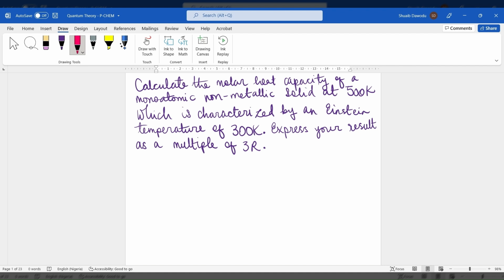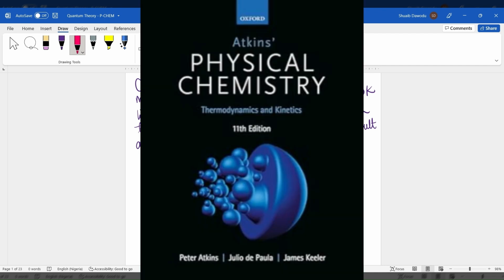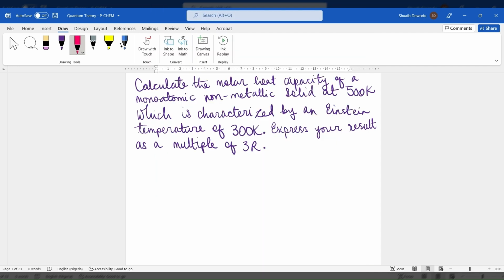When you listen to this question as I've read it, you would notice that we're dealing with a quantum chemistry question, and this is the topic of quantum mechanics in the Atkins Physical Chemistry 11th edition textbook. It's basically chapter 7A. Now we're going to reread the question and write out all the parameters or information we're given. We're asked to calculate the molar heat capacity.